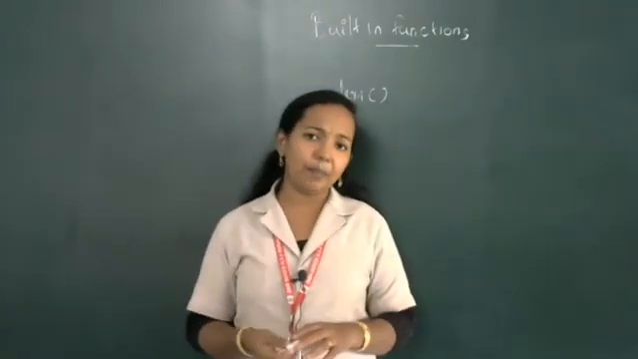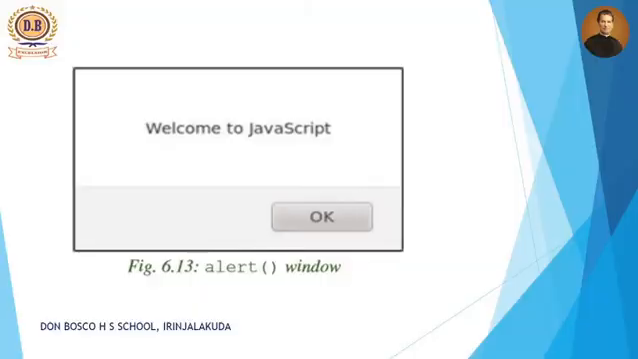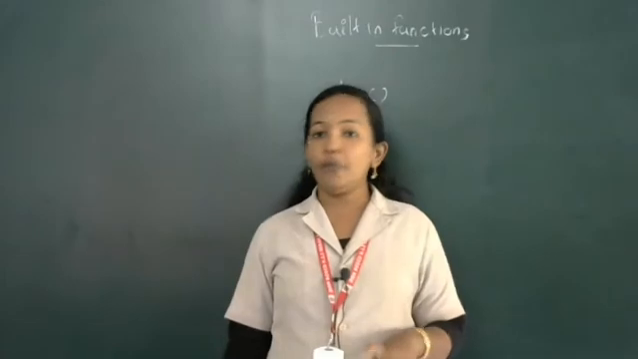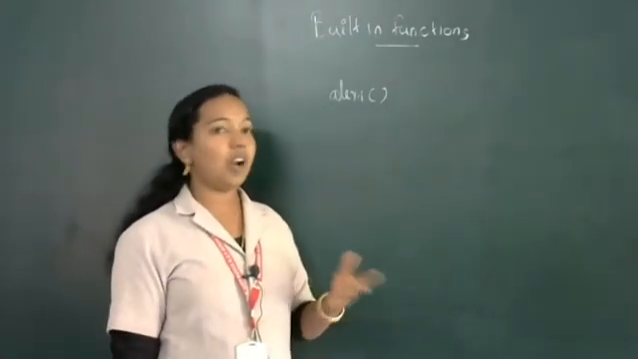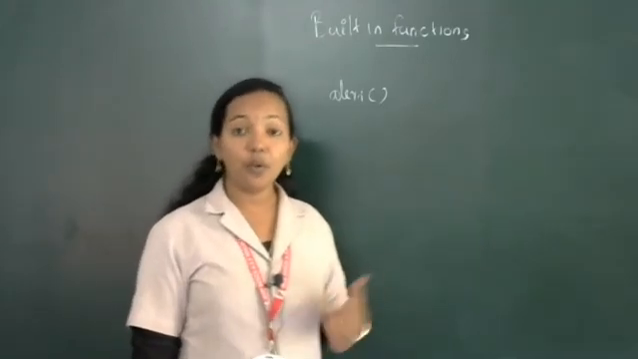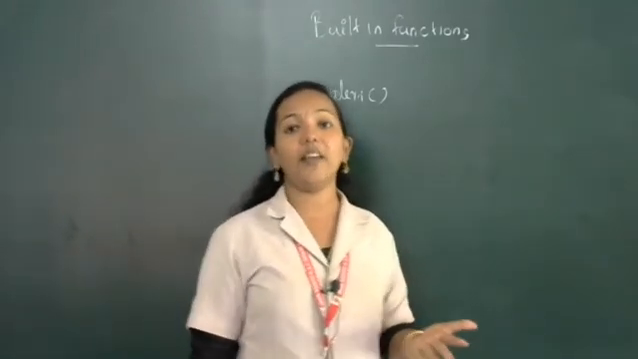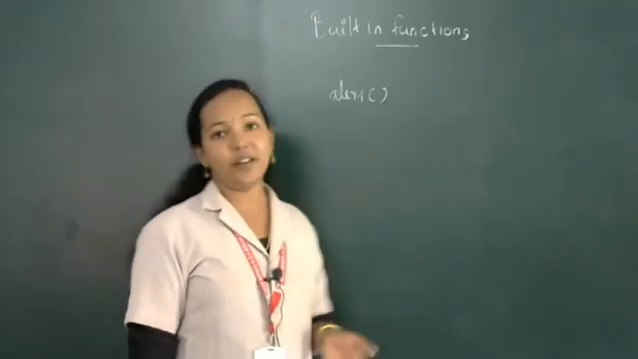With the help of a web page, I will explain what happens when we execute the alert function. In the web page, you can see a message box, welcome to JavaScript, and there is also one small button present. That means it is not a part of the web page. It is a special message box. For displaying this kind of message box, we use the alert function, for displaying a message box in a web page.